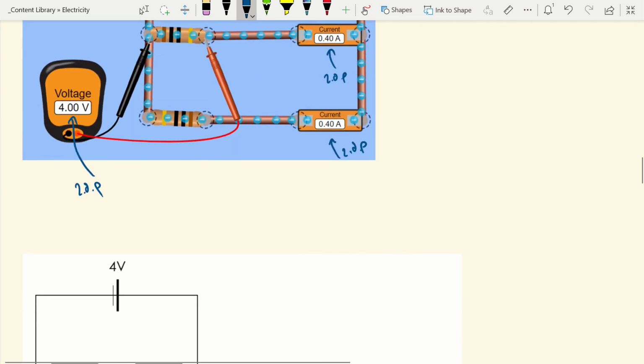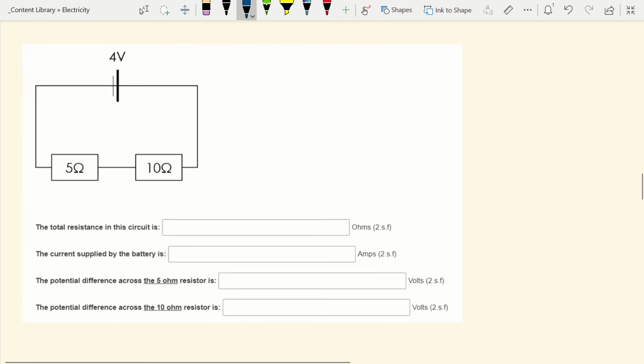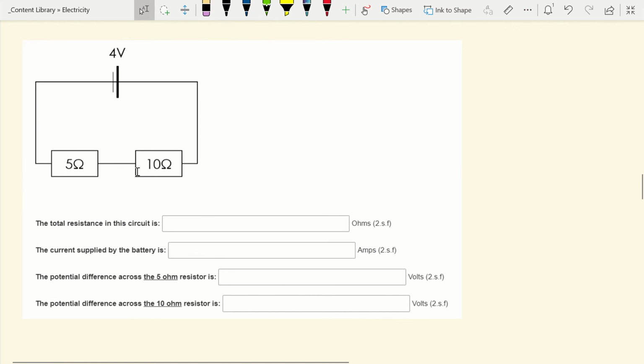Okay, so let's have a look at some scenarios with non-identical resistors now. So we've had a series where they were both 10. Let's now look at this with different resistance. So total resistance is going to be nice and easy. It's going to be 5 plus 10 gives you 15 ohms. It wants it to two significant figures, so we could just write 15. That's fine.